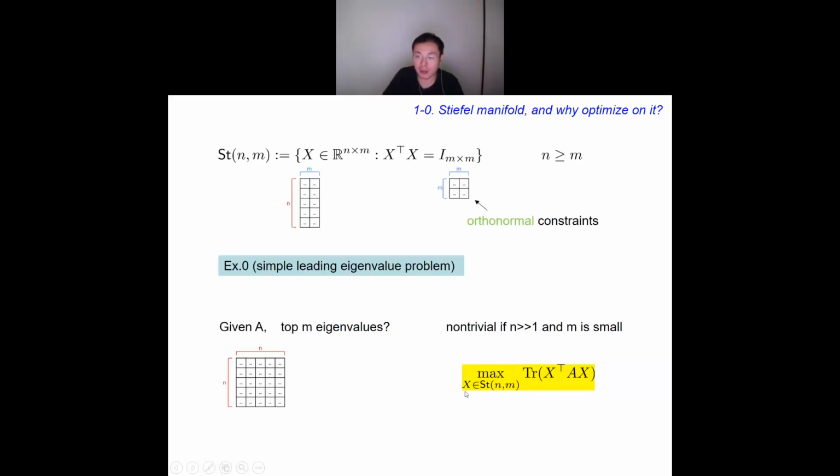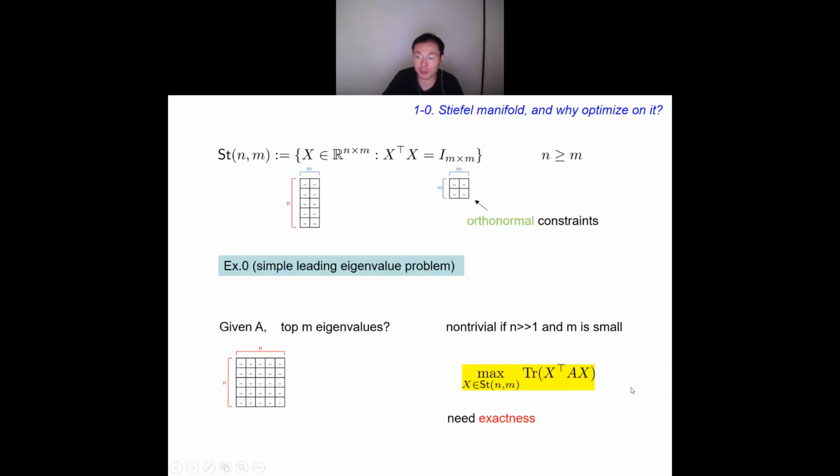And then what this operation inside does is it basically projects the matrix A onto the subspace. And then the trace sums up the eigenvalues projected onto this subspace. Then you look for the best subspace such that the projected eigenvalues sum up to the largest. So this subspace, of course, gives you the largest m eigenvalues. Okay, so that's why you can formulate the problem as a Stiefel optimization problem.